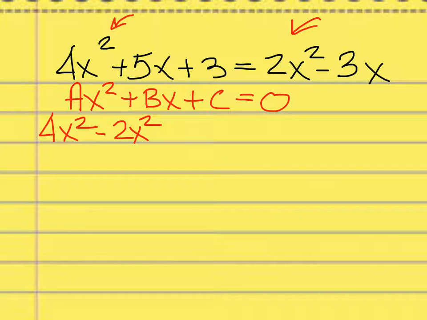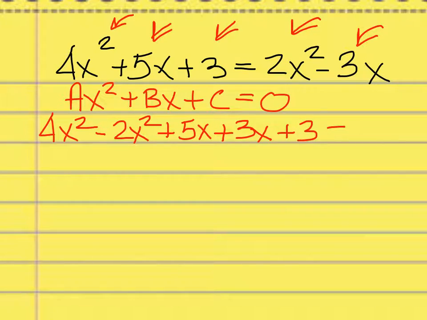I need all of my x's on the left. I already have 5x on the left. So this minus 3x must go over to the left and become plus 3x. And then we just have this one constant, which is plus 3, that stays on the left. Alright, 4x squared minus 2x squared is 2x squared. 5x plus 3x is 8x. And then we have plus 3.